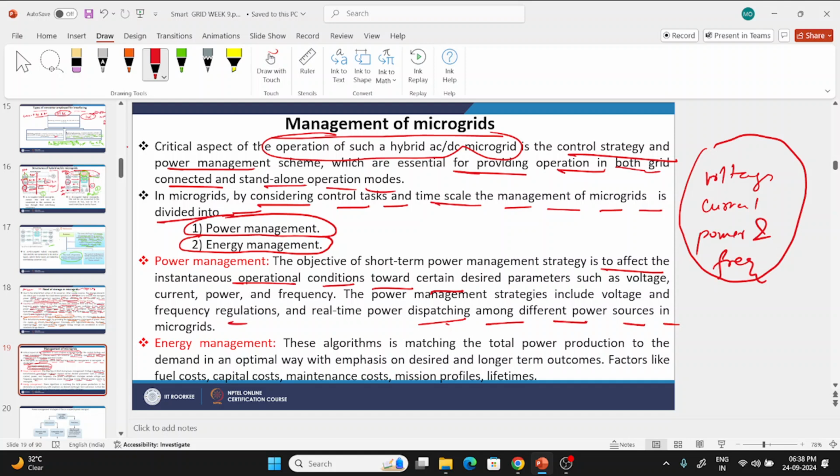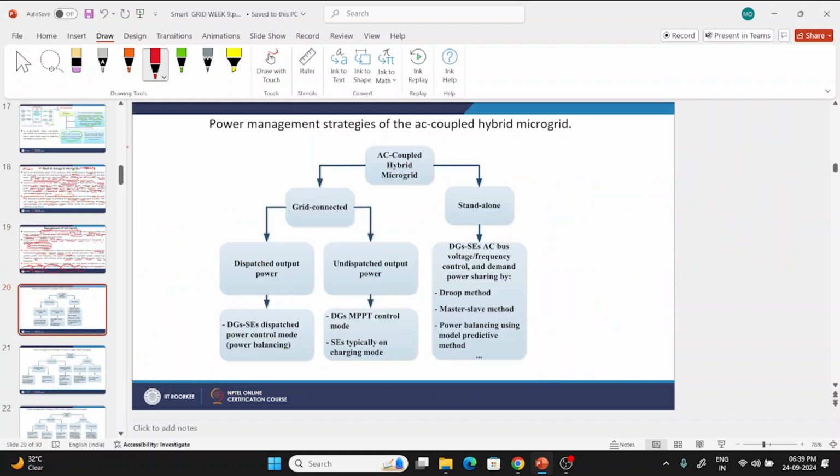But in energy management, the algorithm is matching the total power production to the demand, and it is being done in an optimal way with an emphasis on the desired and long-term outcome. Factors like fuel cost, capital cost, maintenance cost, mission profiles, and lifetime are considered in the management of these. Okay. Now there are different power management strategies of the AC coupled.